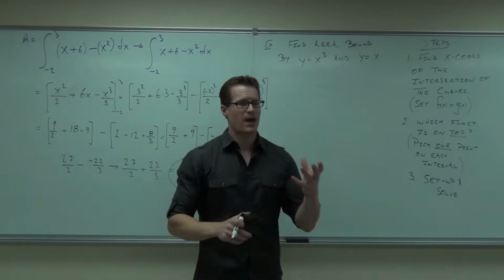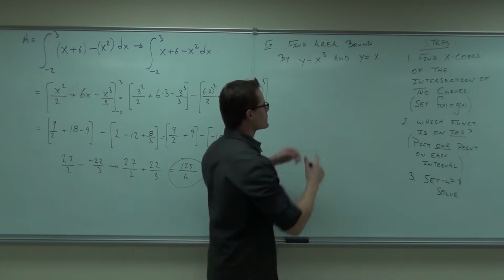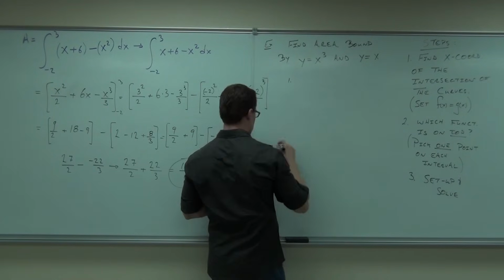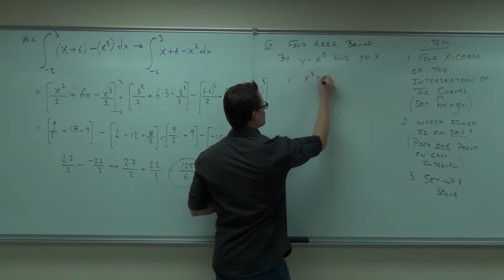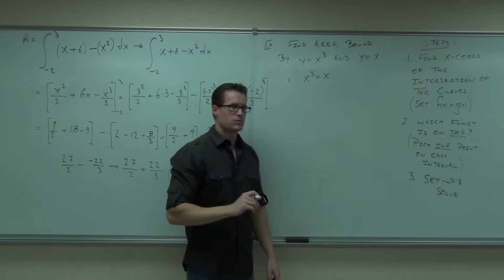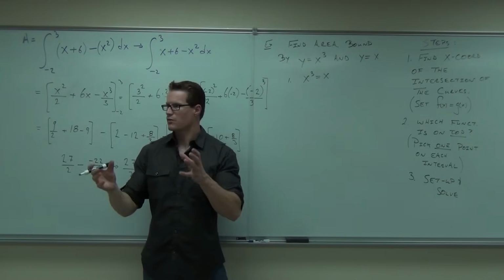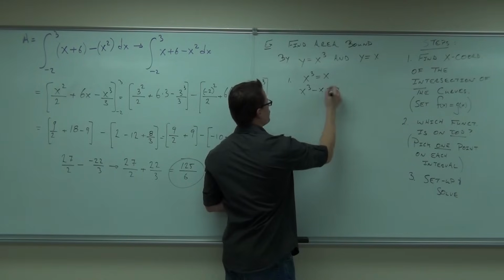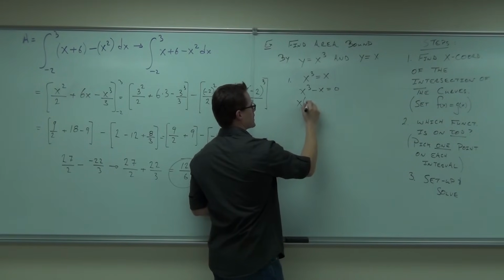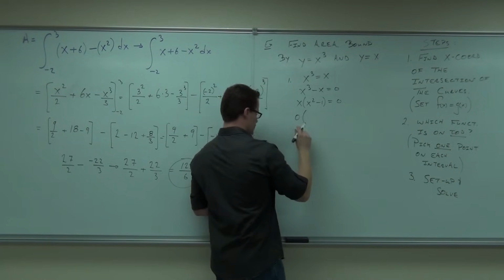Okay, if I don't give you bounds, again, you have to find your bounds. Find your bounds by setting those things equal to each other. That's step number 1. That was the last problem. So you should go x cubed equals x. Have you already solved it? Yeah. So solve it by subtracting the x. You're going to get x cubed minus x equals 0. Factor it, of course. You're going to get x times (x squared minus 1).